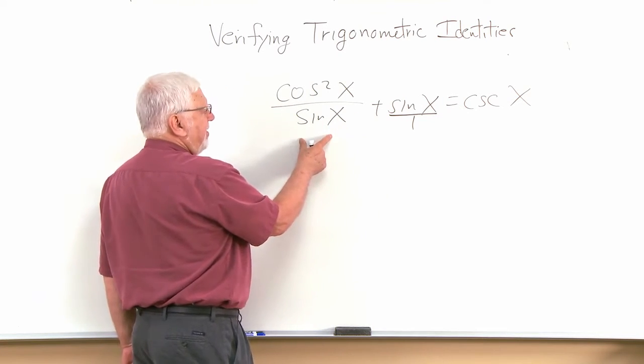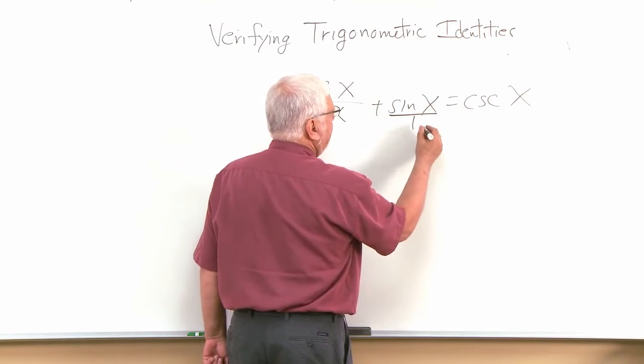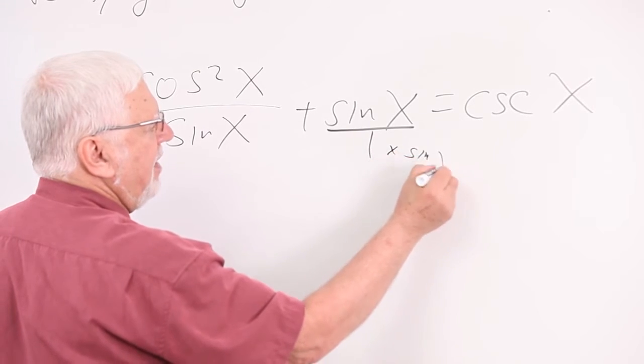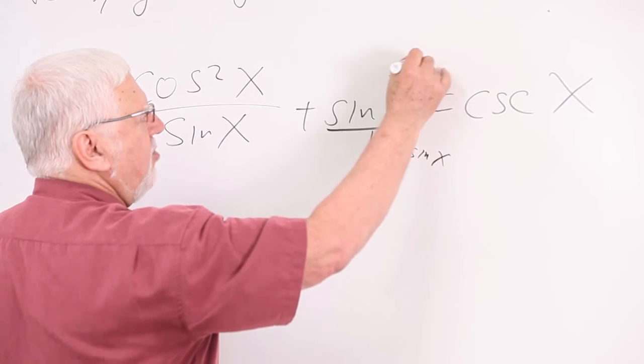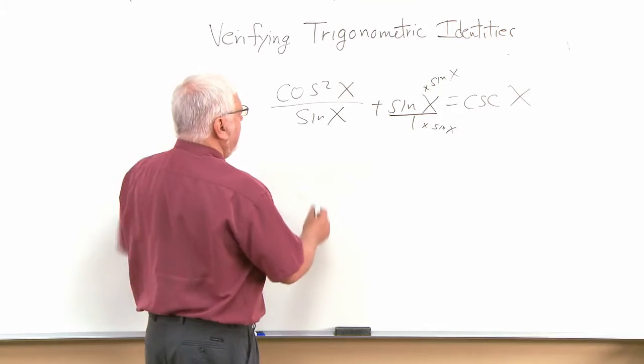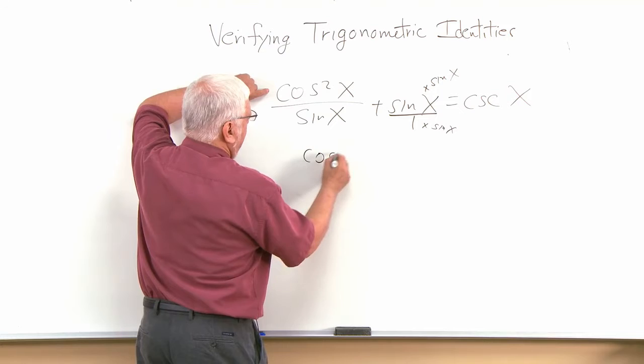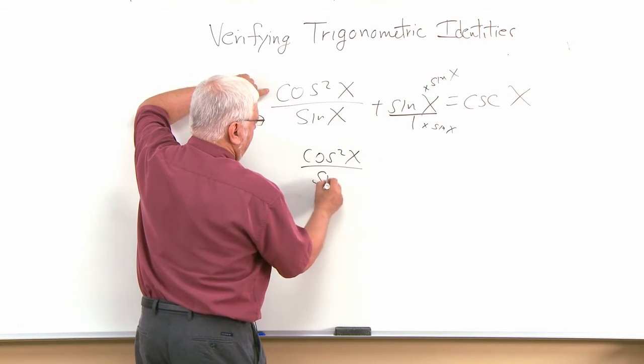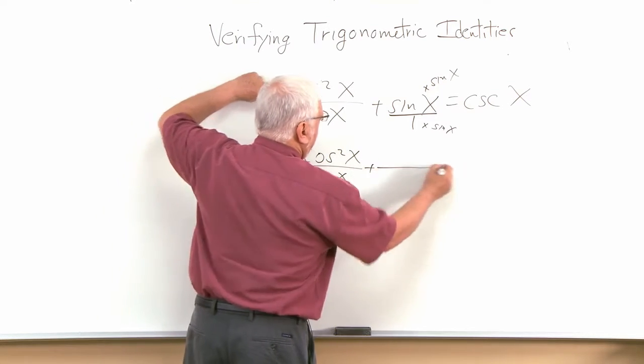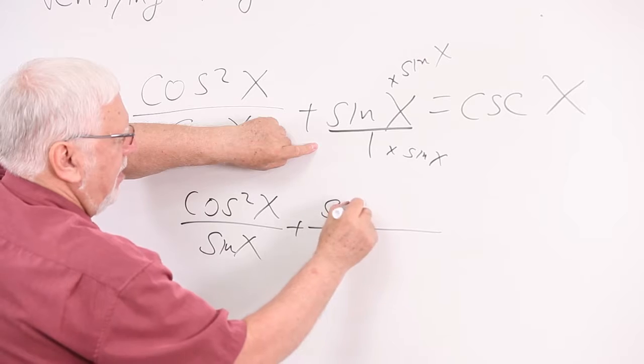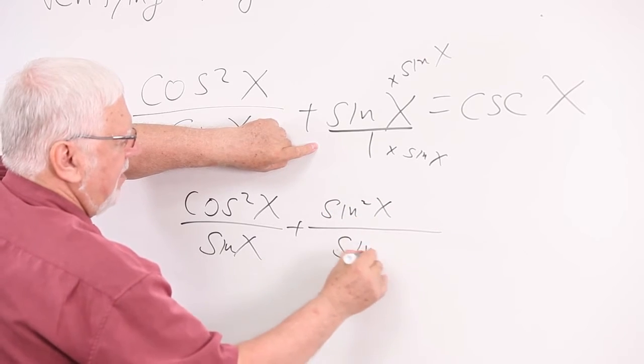That's right, it's sine x. So how can you change this into a sine x? You multiply it by sine x, and therefore you multiply the numerator by sine x to keep them equal. So let's see what we get. We get cosine squared x over sine x plus sine squared x over sine x.